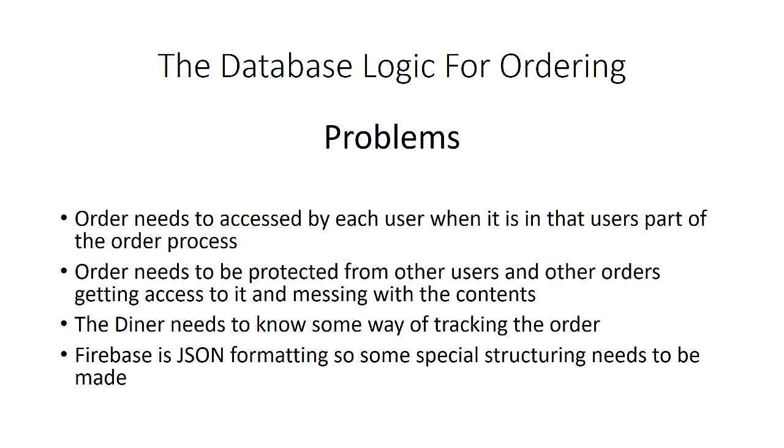So the problems with this are that the orders need to be accessed by each user when it is in that user's part of the order process. The order needs to be protected from other users, so that some other restaurant owner can't have access to it. And the diner needs some way of tracking the order, and this can be hard because of the way Firebase is. Since it's JSON formatting, you have to do things in a different sort of way.